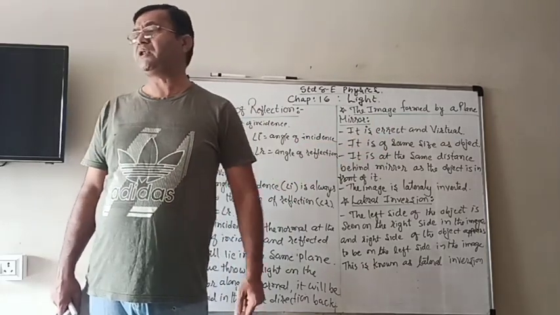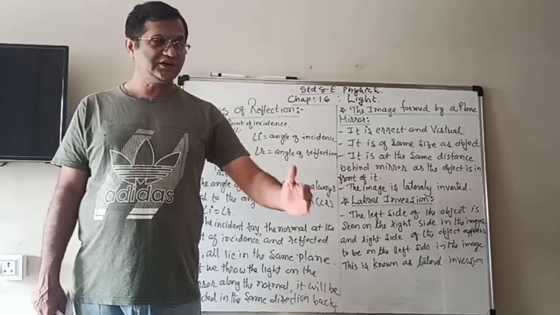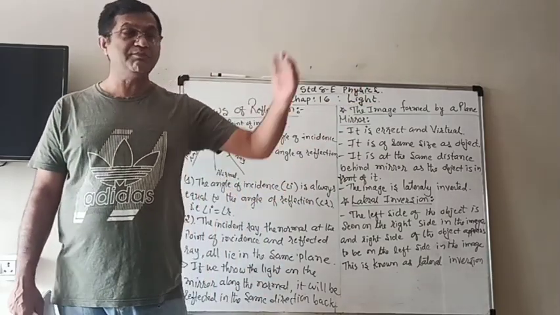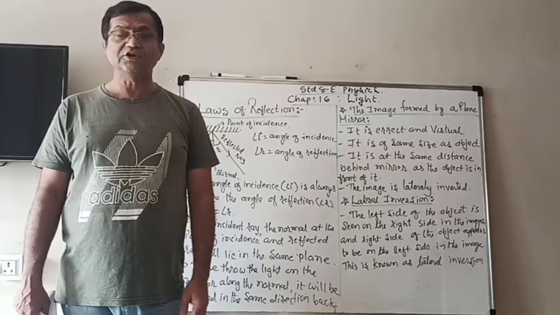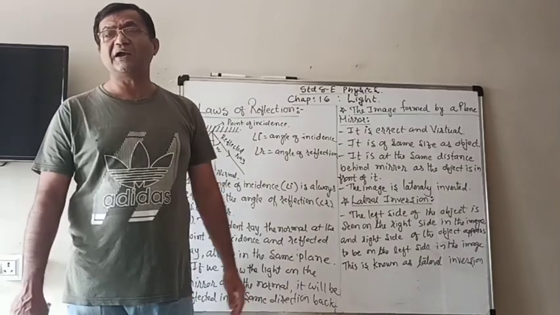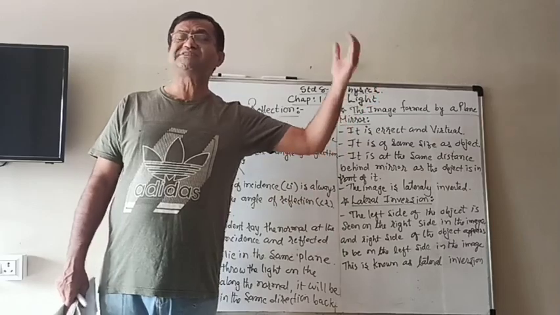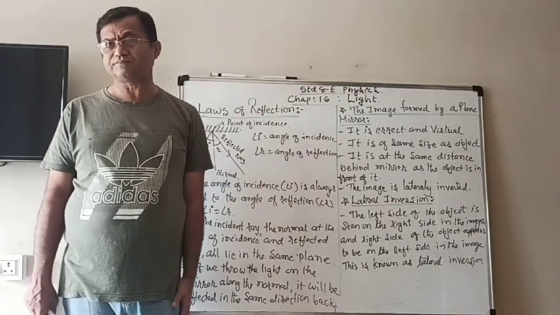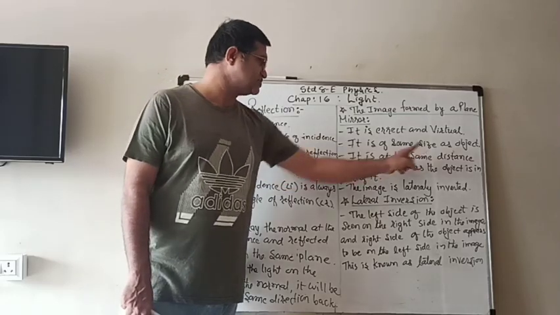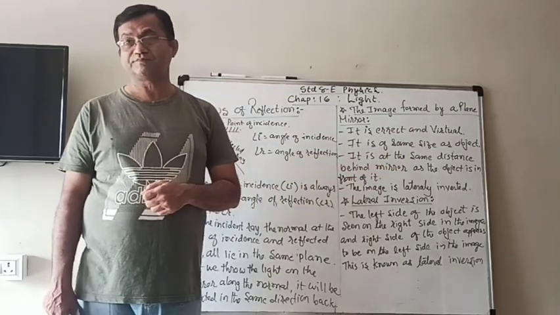Then again we can do an activity. Stand in front of the mirror and check your distance and the distance of the image behind the mirror. You will see that it is absolutely the same. Then go a little farther from the mirror. You will see that your image also moves the same distance behind the mirror. It means that the image is at the same distance behind the mirror as the object is in front of it.